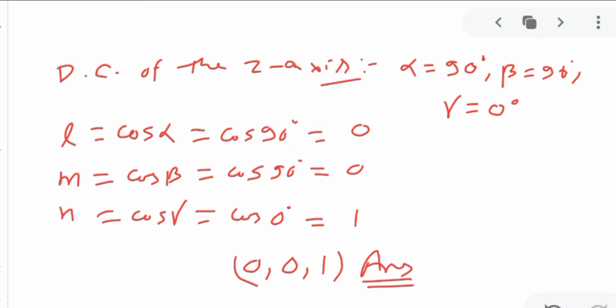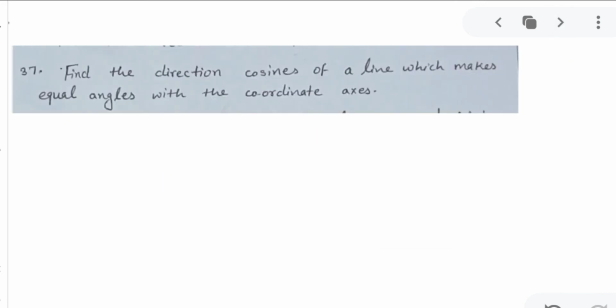So I hope you understood. This type of question can be asked for 1 mark or 2 marks. It is not necessary that it is only 1 mark. Now we'll move to the next question, question number 37.